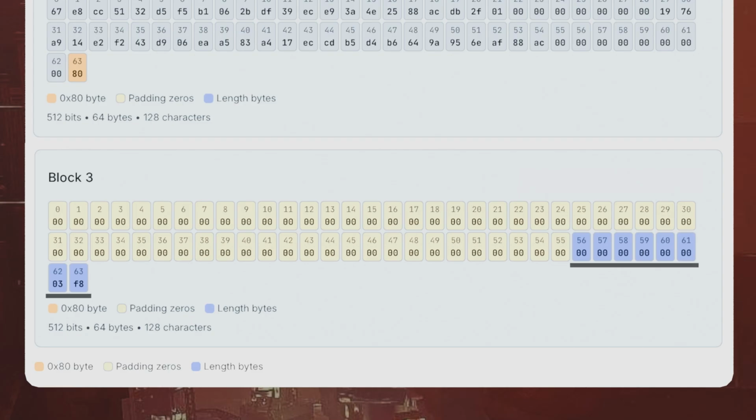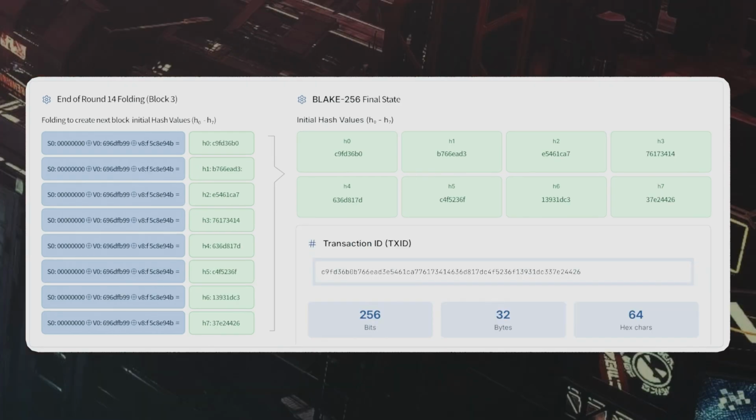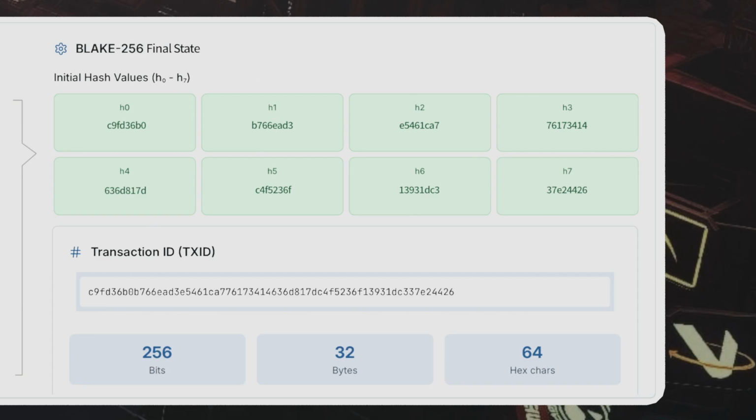This entire process, from blocking through final compression, transforms your transaction data into a unique, unforgeable identifier. The result is a transaction hash that serves as an immutable fingerprint, essential for blockchain verification and consensus.